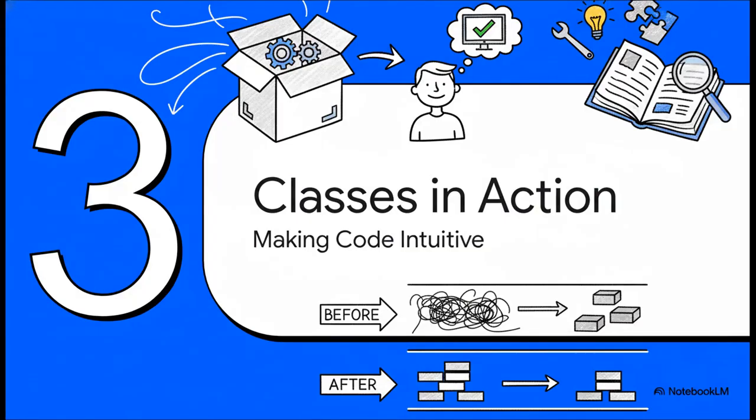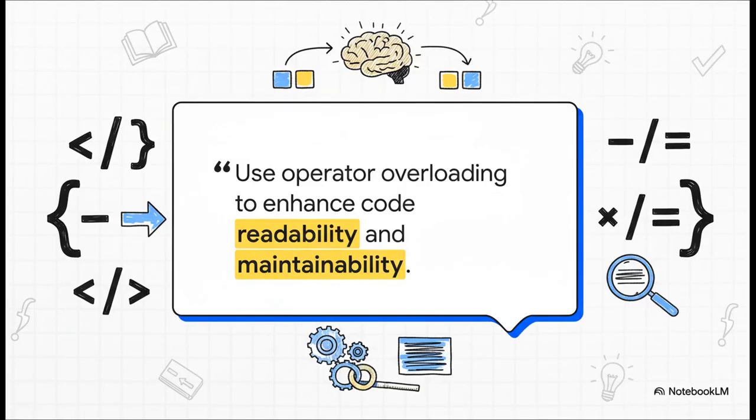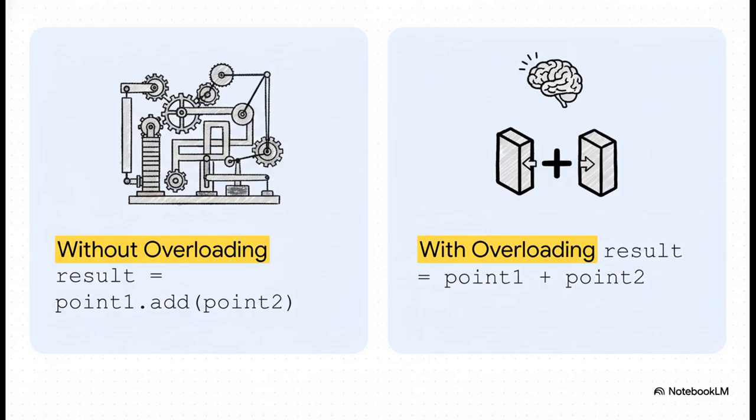Okay, so that's all the theory. But what does this stuff actually look like when you're writing code? Let's check out one specific way that classes can make our code feel a lot less like a robot and a lot more like a human. This brings us to a really cool feature called operator overloading. And the goal here, just like the quote says, is to make our code easier to read. We're basically teaching the computer how to understand familiar symbols, like a plus sign, in a new context that just makes sense to us.